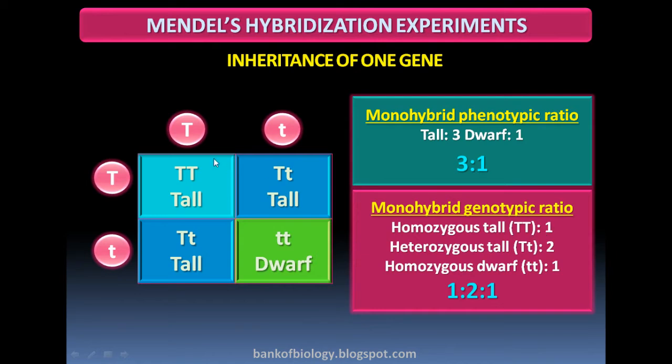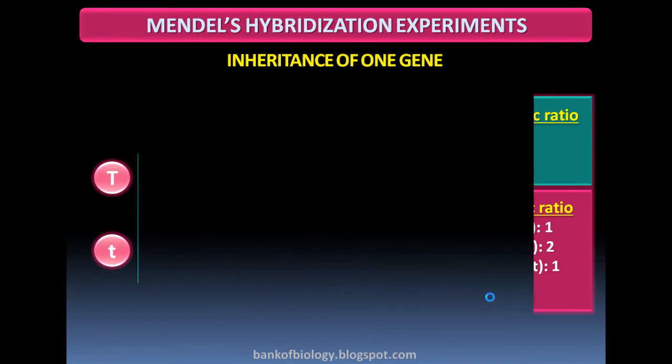homozygous tall 1, capital T capital T, this is homozygous tall, heterozygous tall 2, capital T small t, this is heterozygous, and capital T is dominant, which is representing the tall character. So, phenotypically the plant will be tall, but genotypically it will be heterozygous. So the monohybrid genotypic ratio is 1:2:1.